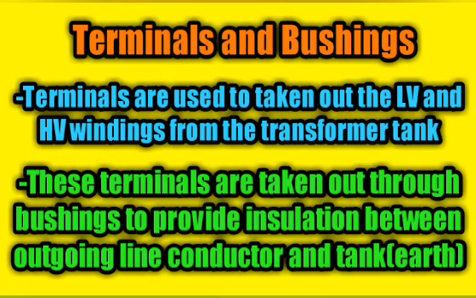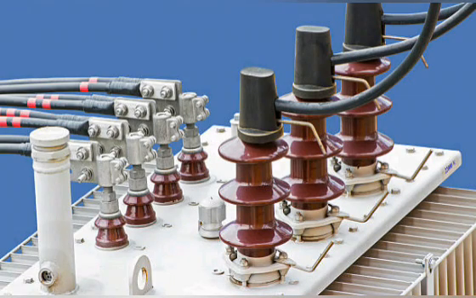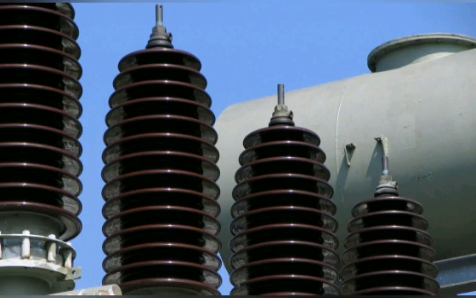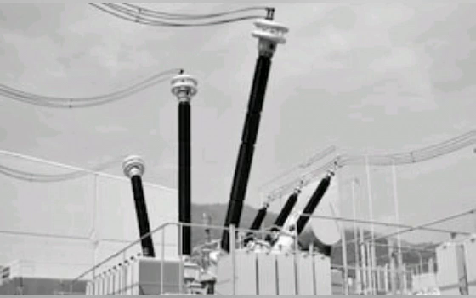The function of terminals and bushings. Terminals are used to take out the LV and HV windings from the transformer tank. These terminals are taken out through bushings to provide insulation between the outgoing line conductor and tank or earth. The supply is given and drawn out to the terminals through bushings, and for voltages up to 33 kV, porcelain bushings are used through which the line conductor is taken out. For voltages above 33 kV, oil-filled condenser bushings are used.